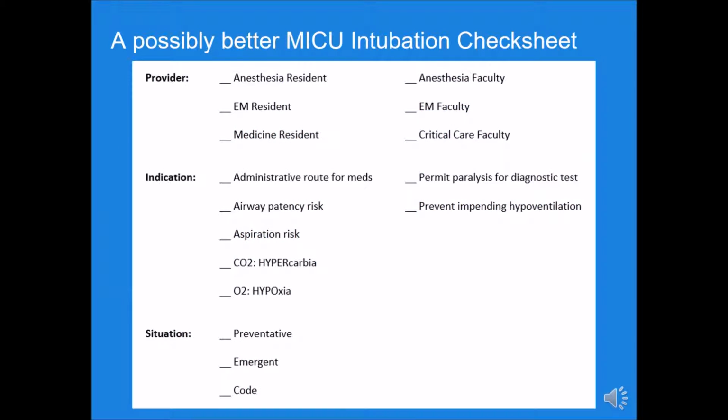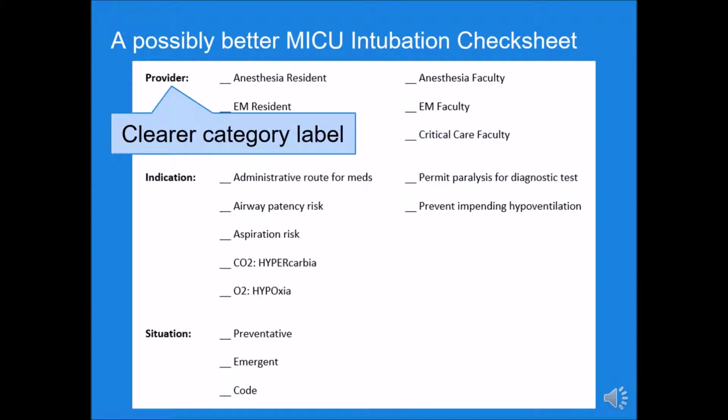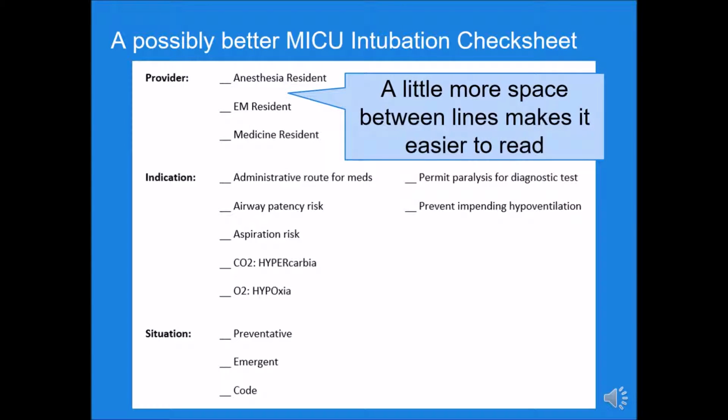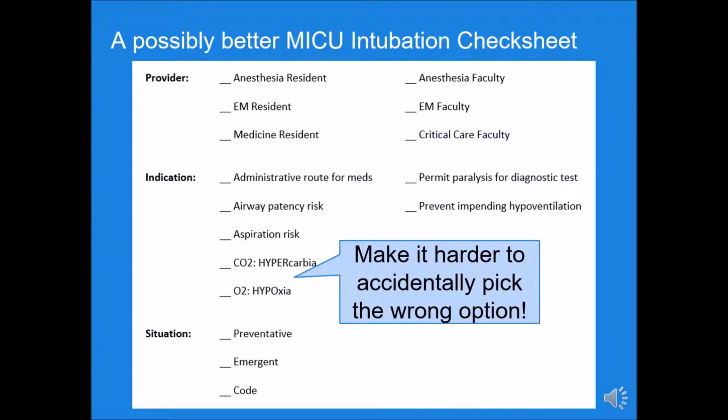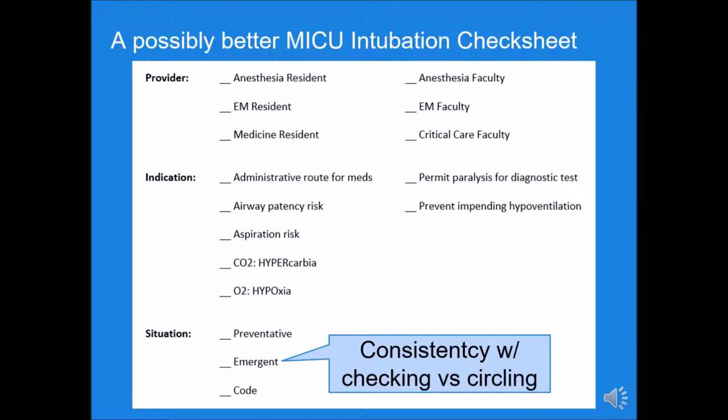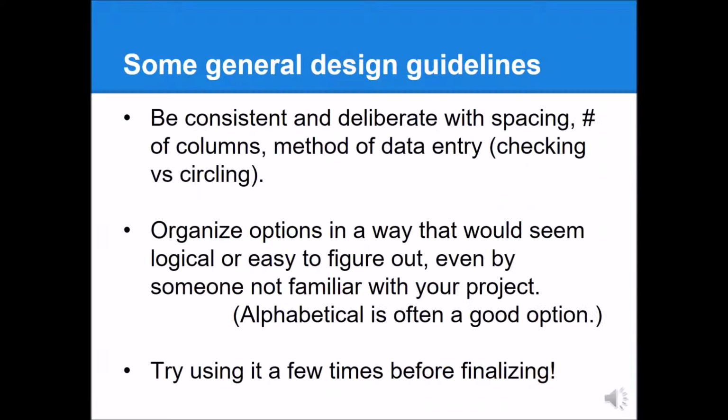In light of those problems, I reformatted the check sheet to what you see here. So I clarified the first category label, indicating that you can pick a resident or a faculty member, whoever's performing the intubation. I put a little more space between those lines to make it easier to read quickly. I organized the possible indications alphabetically so that it's easy for anyone to find what they need. I tried to make it harder to accidentally pick the wrong option by really delineating whether you're talking about hypercarbia or hypoxia as the problem. And then I changed the last part so that you're checking for all of your options rather than going from checking to circling. I also made it one column instead of the three columns that didn't really align with the previous ones.